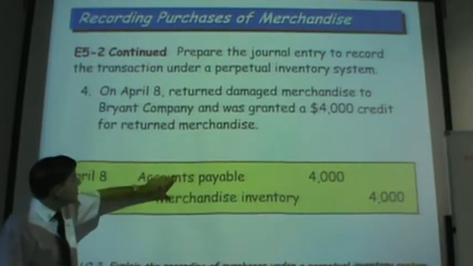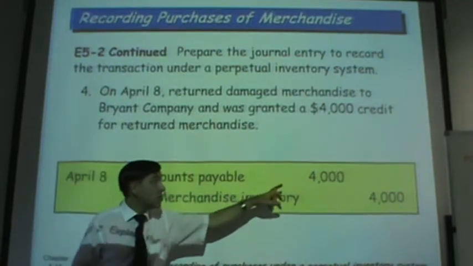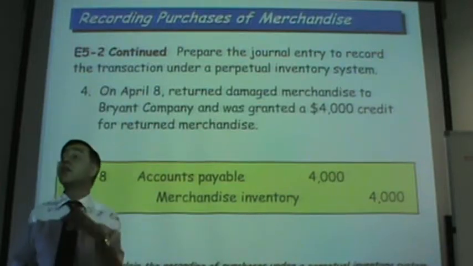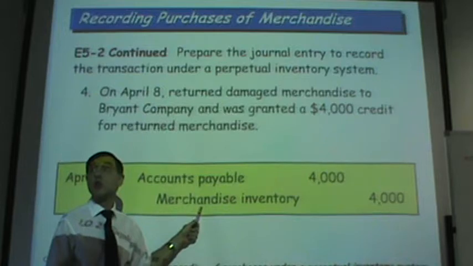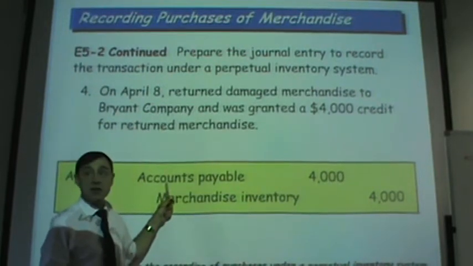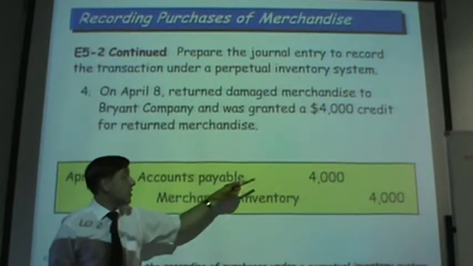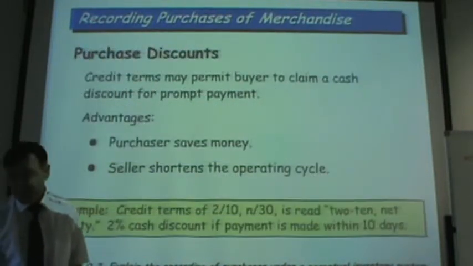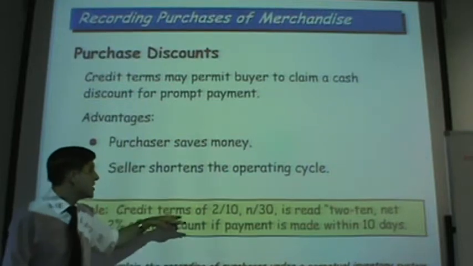Now, when you have allowance, you do the opposite. You say debit accounts payable 4,000 and credit merchandise inventory 4,000. Now, the balance on merchandise inventory is 21, meaning 25 minus 4. And the balance on accounts payable is again 21, which means 25 minus 4. All right.